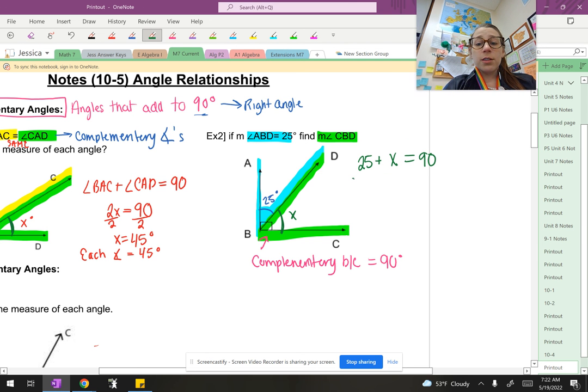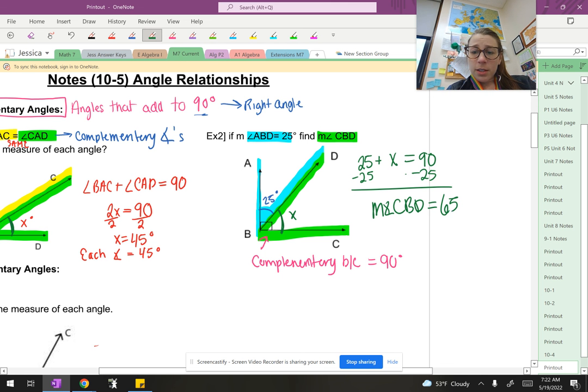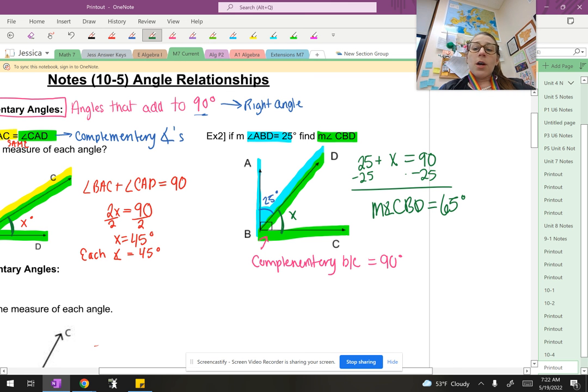You would find that angle by just subtracting 25 from both sides to get the measure of angle CBD to be 90 minus 25, which is 65. I'm just going to double check myself because I don't have anyone here to do it. Yeah, I'm right. 65 degrees. I could also double check by going back into my calculator and making sure that 65 plus 25 gives me that 90.